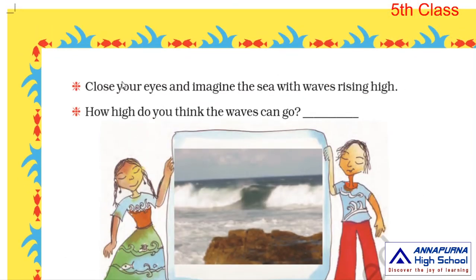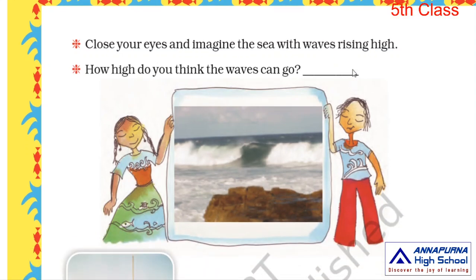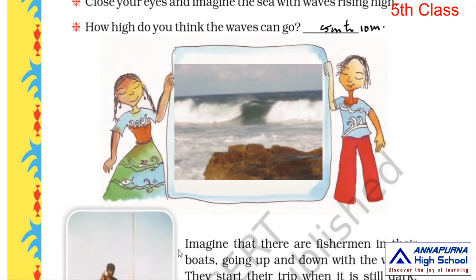Close your eyes and imagine the sea with waves rising high. Just imagine how the sea waves rise high, and sometimes the waves will rise to maybe 10 meters or 15 meters high. How high do you think waves can go? Up to 5 meters to nearly 10 meters. Yes, nearly 10 meters.